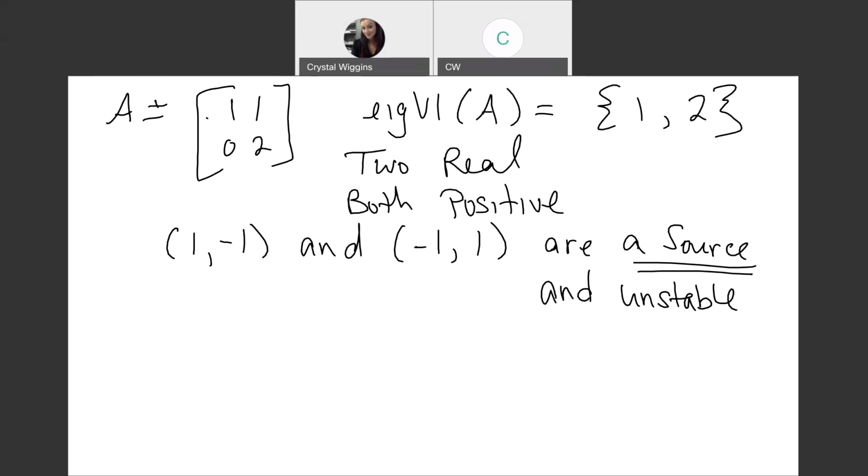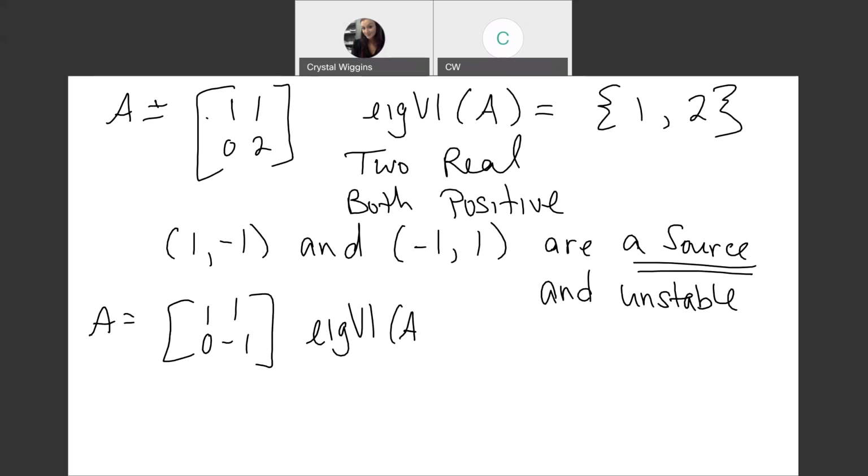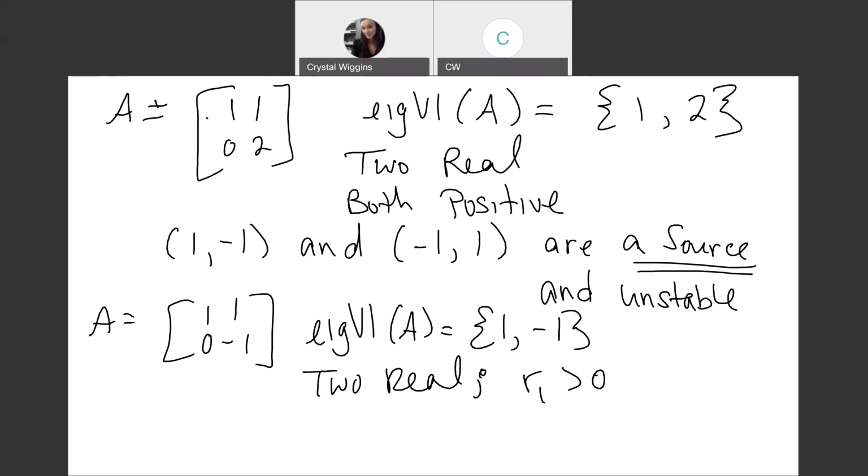Then let's take a look at the fixed point (0, 0). That matrix was the matrix [1, 1; 0, -1]. And we find the eigenvalues of this matrix, and we get 1 and -1. So we see that there are two real eigenvalues. They are opposite signs, though. So we have one real eigenvalue that is greater than 0 and one real eigenvalue that's less than 0. Therefore, the fixed point at the origin is unstable and a saddle.